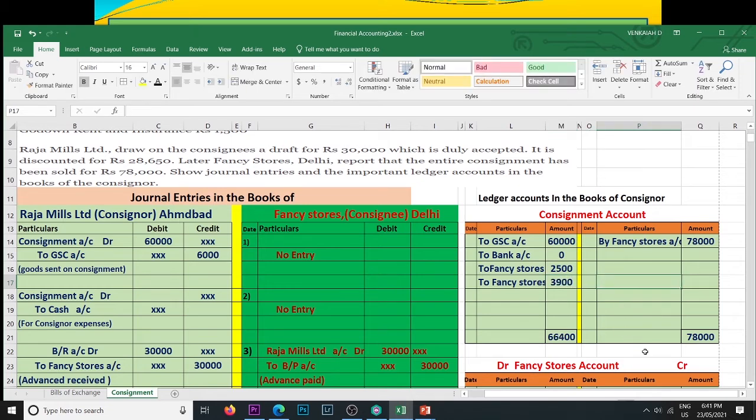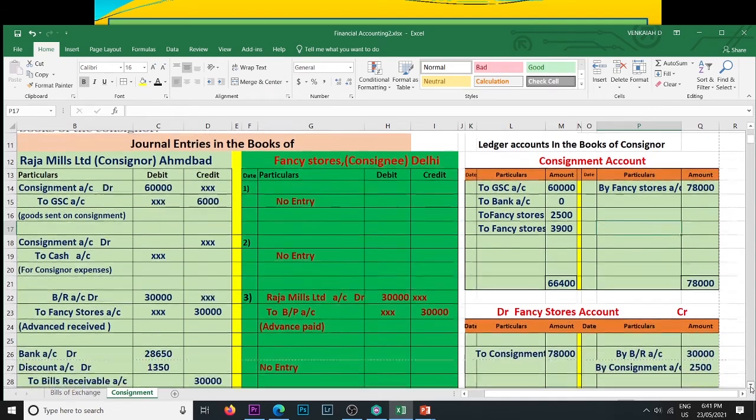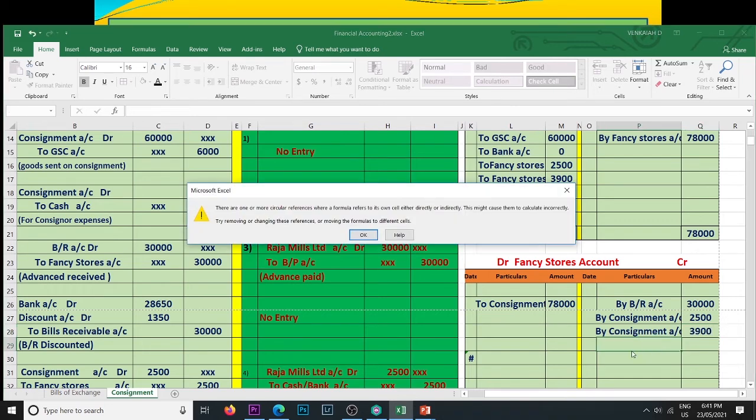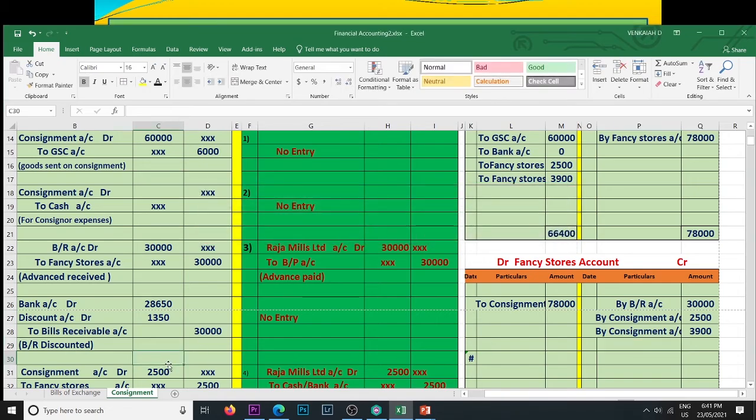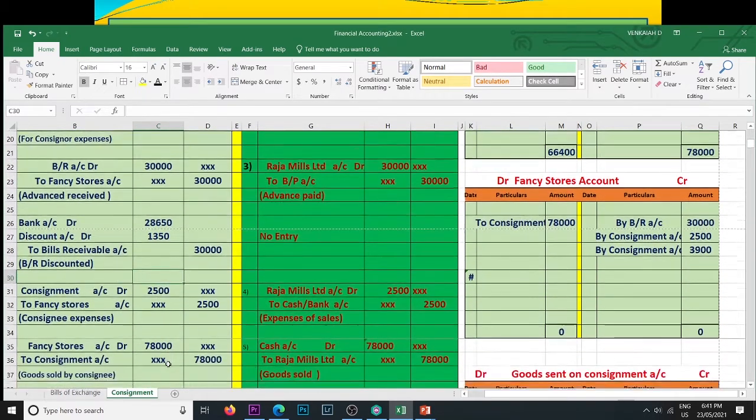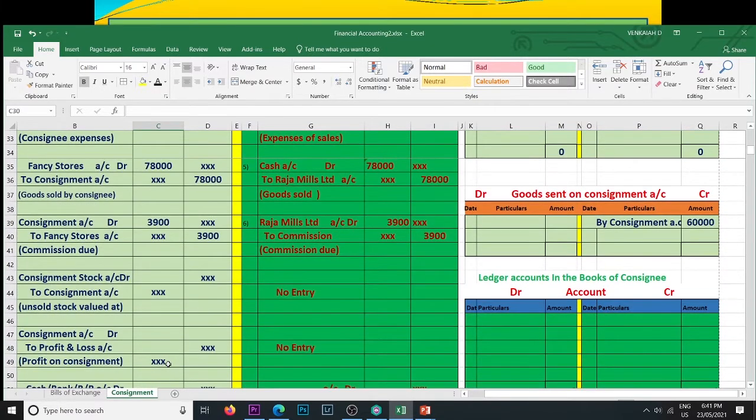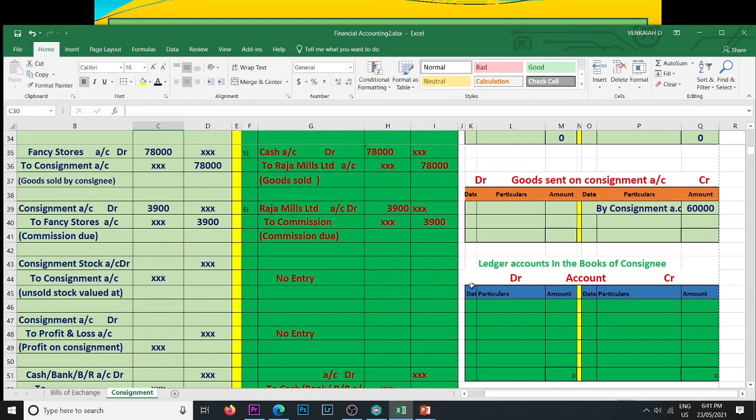And in Fancy Stores account, by consignment. Amount is 3,900. Okay. Right, I think the entries with the amounts are over. There is no unsold stock. Now we have to calculate profit.